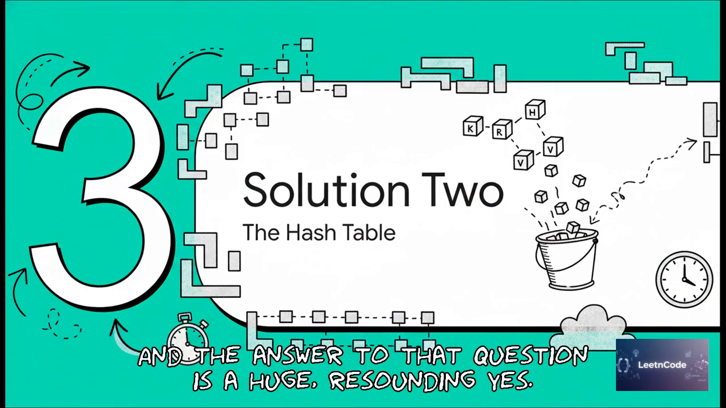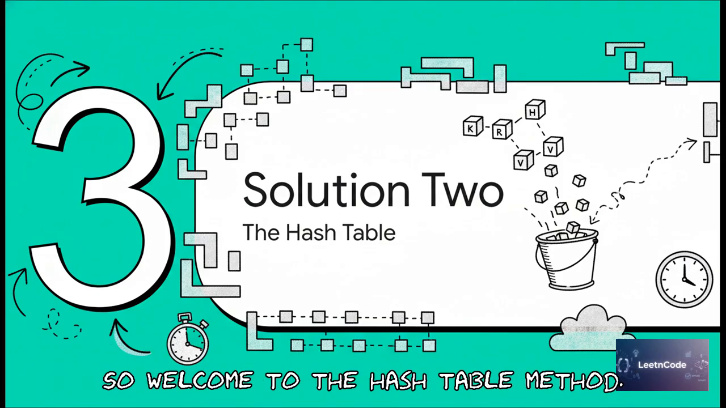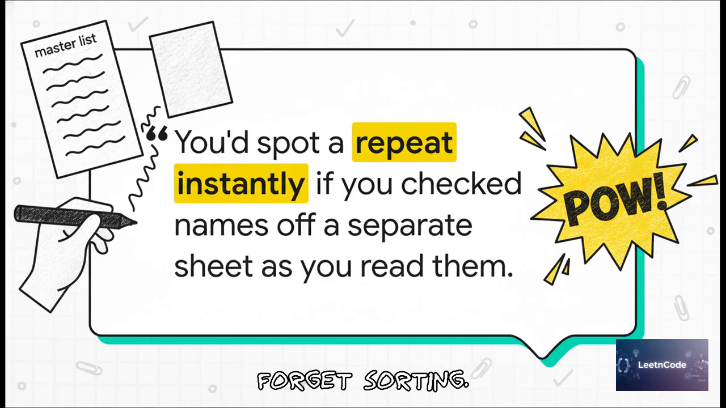And the answer to that question is a huge, resounding yes. We can be faster by using a totally different and, frankly, very clever data structure. So, welcome to the hash table method. Let's go back to that party guest list for a second. Forget sorting.